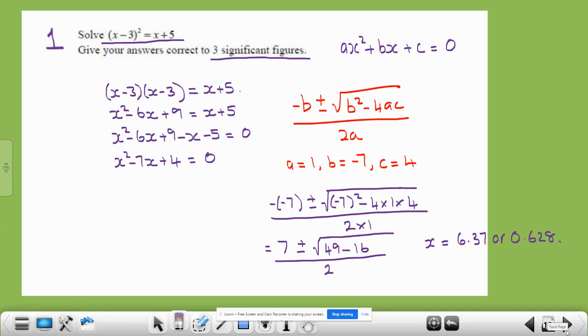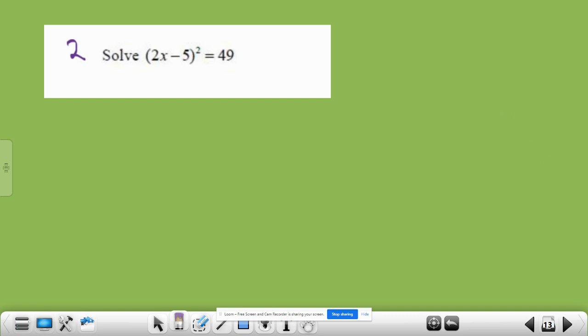Okay, let's move on to the second. So in the second one, again, it's really just that we haven't got it in the form that we want. So we need to rewrite this into this form. So we've got 2x minus 5 multiplied by 2x minus 5 equals 49.